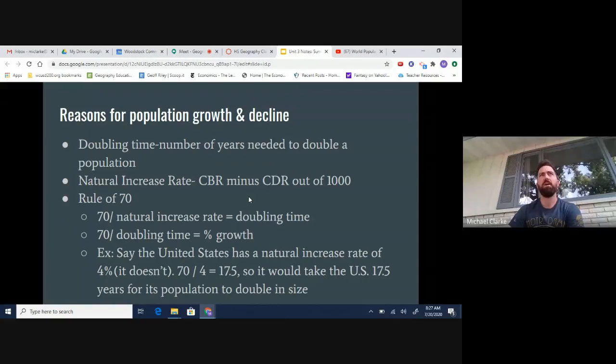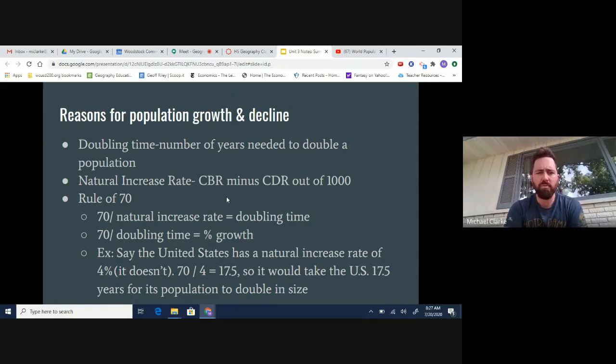Okay? So right now, I think the average in the world is right around like 2%, I want to say. Some countries are far higher than that. Some countries are far lower than that. And so if you wanted to figure out how quickly it would take for your country's population to double in size, you use what's known as the rule of 70.